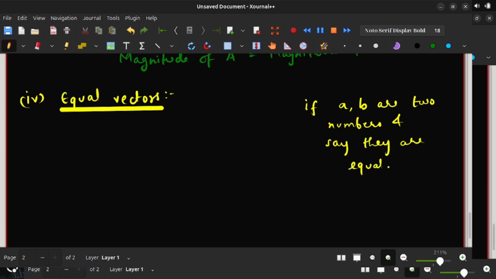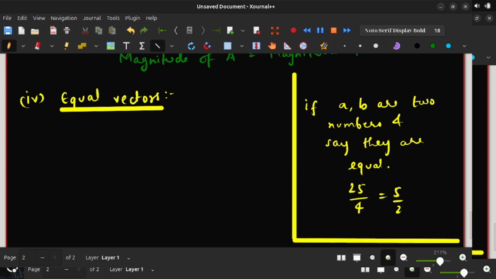So what does it mean? That numbers are equal. If I say 25 by 4 is equal to 5 by 2, then they are equal, right? The magnitudes are equal. So basically, if two numbers are equal, their magnitudes are equal. Not the magnitudes, but the numbers themselves are equal.